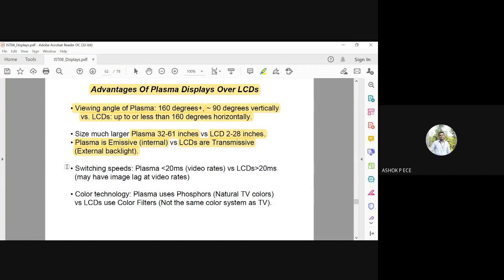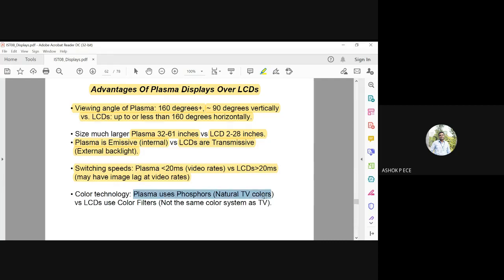The switching speed: plasma has a very high switching speed, less than 20 milliseconds, which is very good for video projection. But for LCDs, it is very large because the crystals cannot adapt to the speed very quickly. So if you are displaying video using LCD, you can see a lag. Lag means from one frame to another frame, the transition, you can see lag or buffering happening in LCDs, which you do not find in plasma displays.